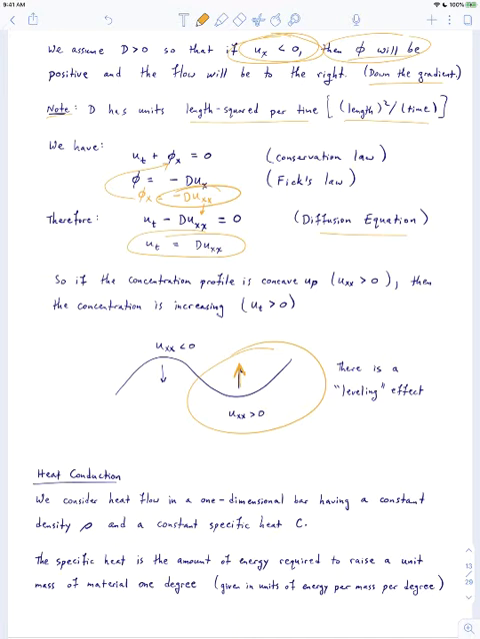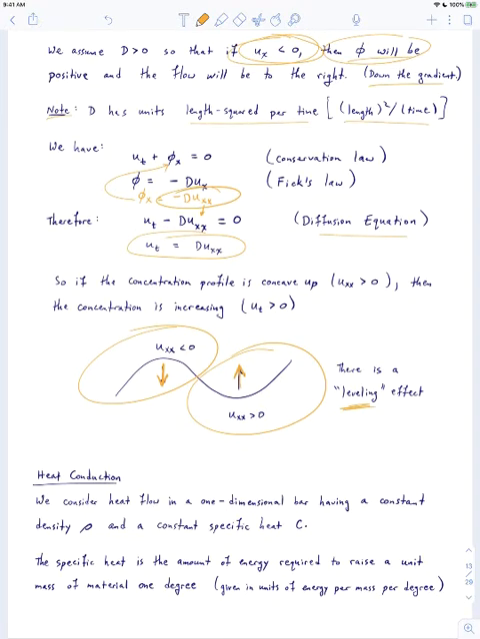Similarly, if we have concave down, where the second derivative of u with respect to x is less than 0, that means u sub xx is negative, so u sub t is also negative. If u sub t is negative, that means that u is decreasing. So if the graph is concave up, the graph itself is moving upwards, and if the graph is concave down, then the graph itself is moving down. So there is a leveling effect or a flattening effect at work here.